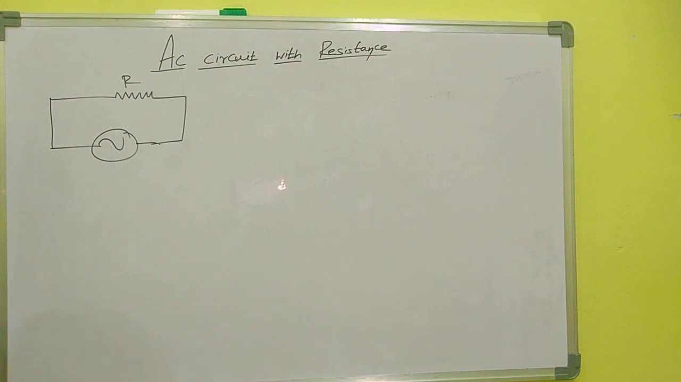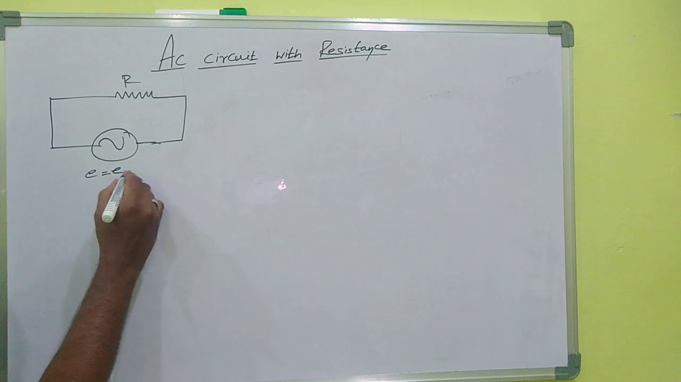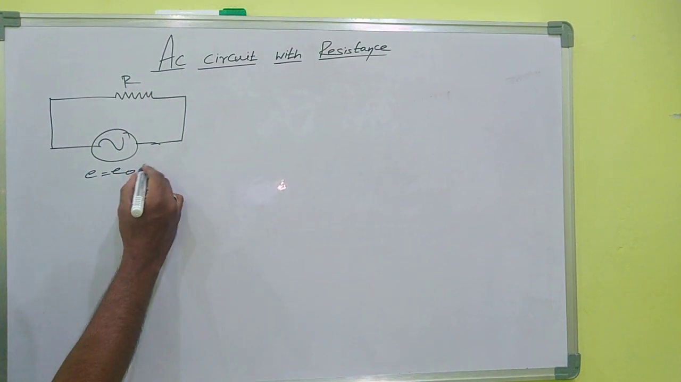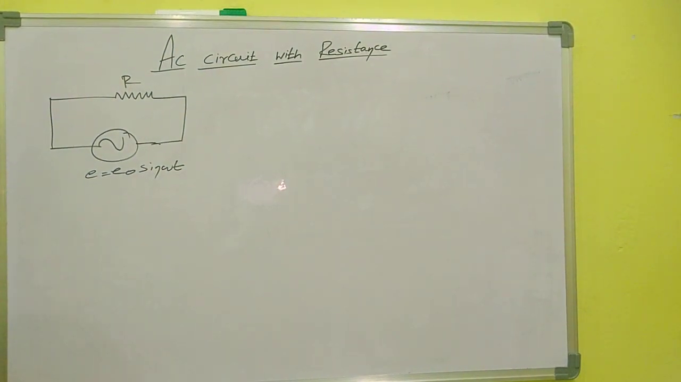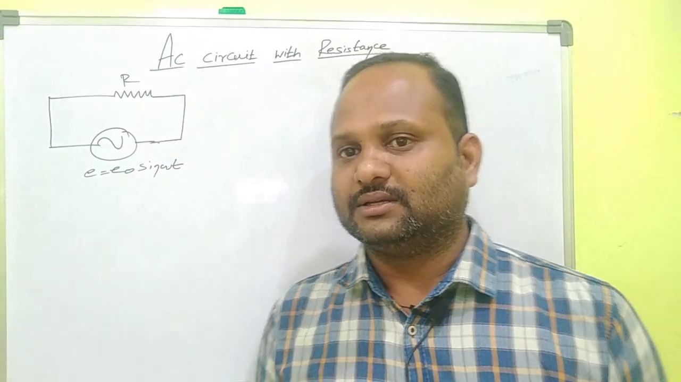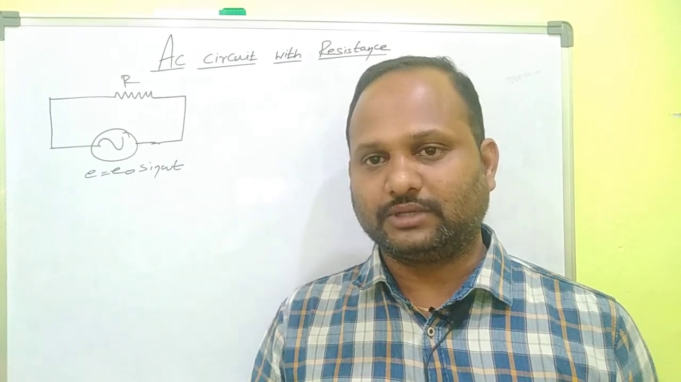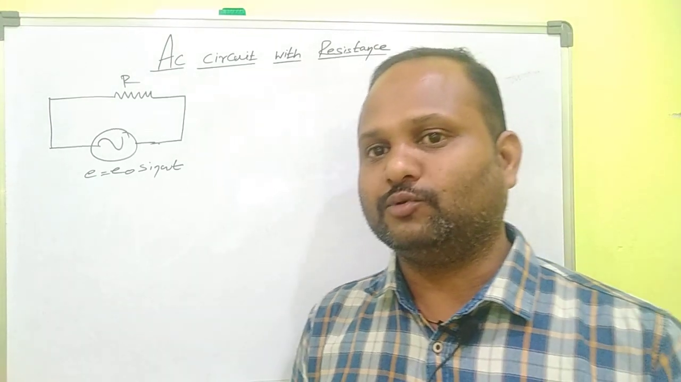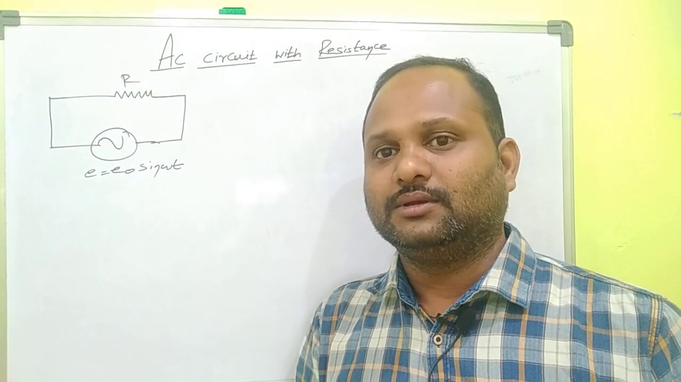What is the alternating voltage here? The expression for alternating voltage is E equal to E naught sin omega t, where E is the instantaneous value of EMF and E naught is the peak value of EMF. This may be written as E naught or Em; here I write E naught. E equal to E naught sin omega t is the alternating voltage which is applied across the resistance R.